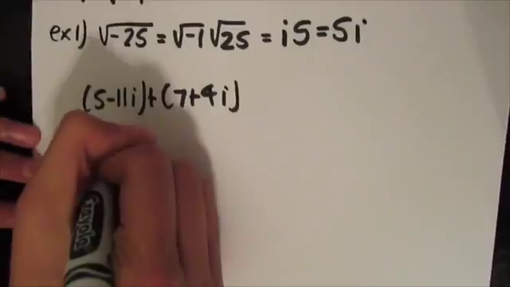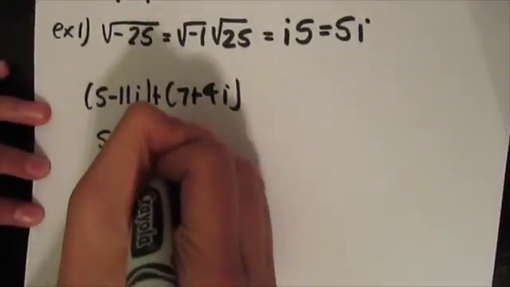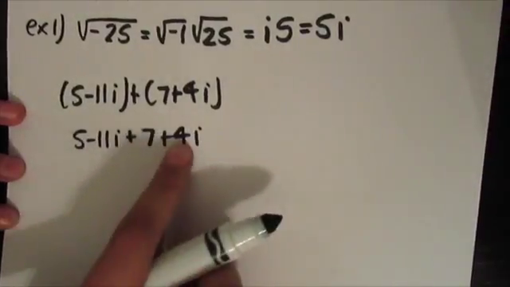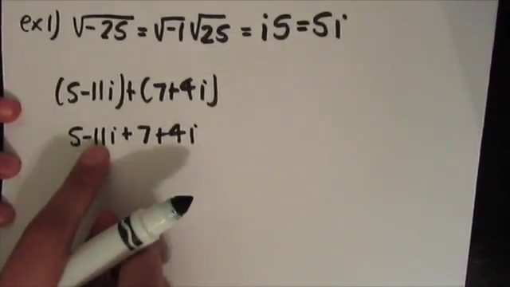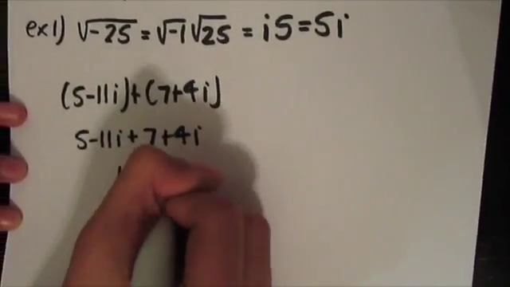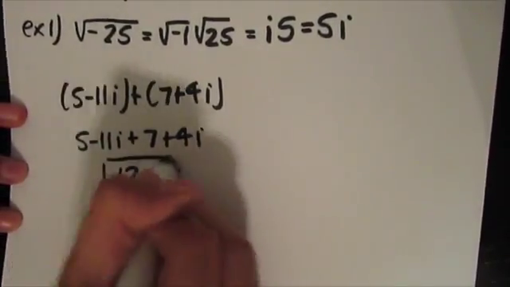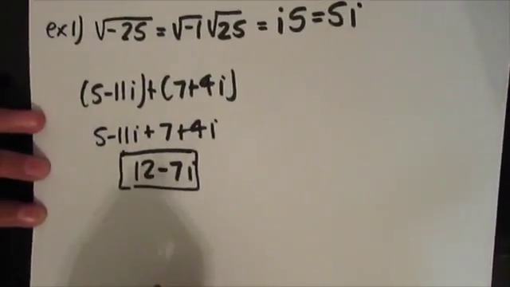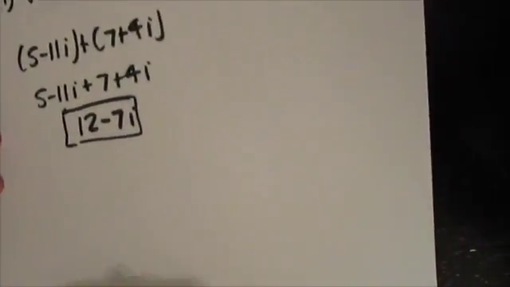So we would be left with 5 minus 11i plus 7 plus 4i. So we're going to consider i as a variable, so what we're going to do is combine like terms, and we'll simplify this to 12 minus 7i. That would be our final result once we combine like terms. Example number 2 on adding and subtracting.